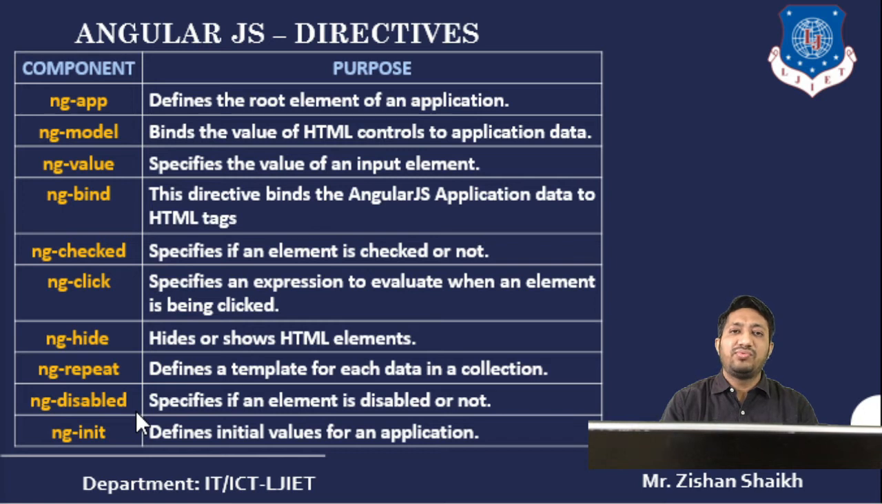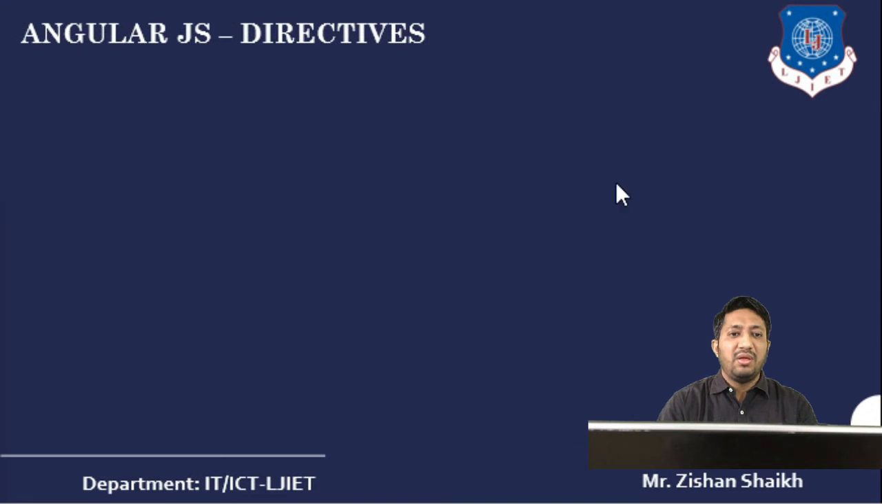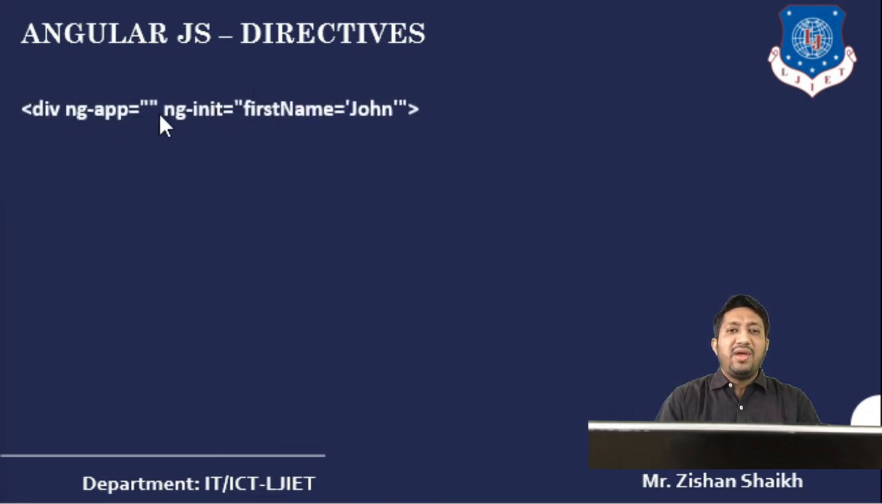ng-init is very useful if you want to initialize some value before the execution of your code. Suppose we are running our code, and before that we want to initialize the value of a parameter, then ng-init will be useful. So let's demonstrate some basic programs related to our directives. Suppose in a div tag we use ng-app. We can also define the name of the application in double quotation marks. Next, we use ng-init equal to firstName equal to John. So here we are using two directives, app and init.